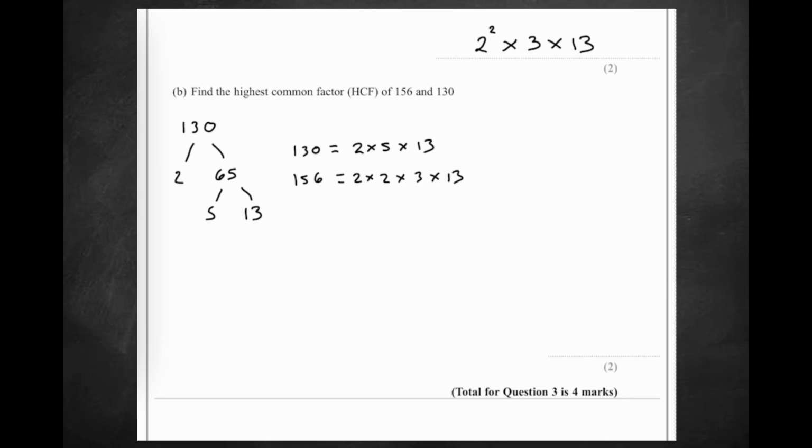And so to find the highest common factor, you just have to work out the highest combination of the prime factors that are in both. And that is going to be 2 and 13. So 2 times 13 is 26, which is our highest common factor.